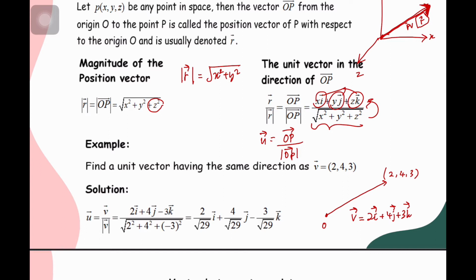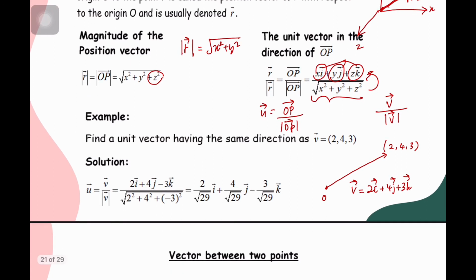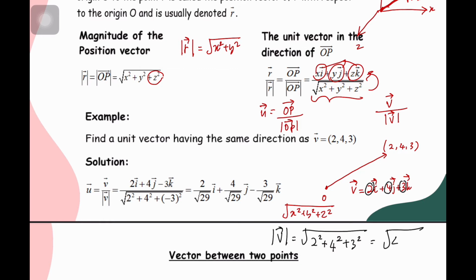So how do we find the unit vector? The unit vector of v is the vector v itself divided by its magnitude. So we need to find the magnitude of vector v, which can be found by using the formula square root of x squared plus y squared plus z squared. You can see here the x is 2, the y is 4, and the z is 3. Therefore, the magnitude of v will be the square root of 2 squared plus 4 squared plus 3 squared. So 2 squared is 4, plus 16, plus 9. So you have square root of 29. So this one is the magnitude of v.